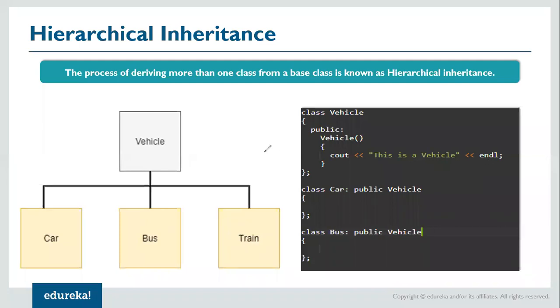Then next is hierarchical inheritance. The process of deriving more than one class from a base class is known as hierarchical inheritance. So we have more than one class, as you can see, which is extending or inheriting from a vehicle class, right? Syntactically, you create a class, and then there is a class which is extending vehicle: car is extending vehicle, bus is also extending vehicle. So this is the concept of hierarchical inheritance in C++.